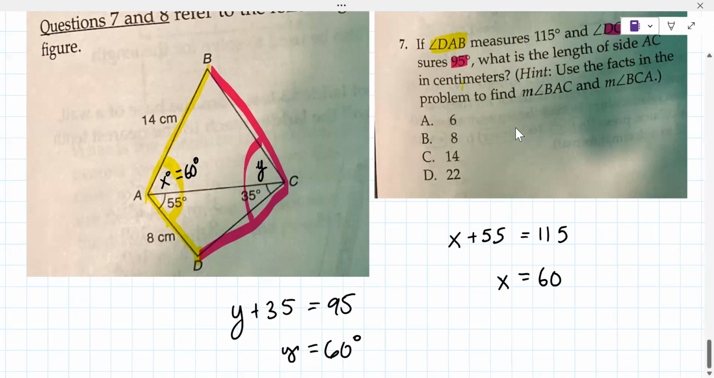All right, now I don't even know what it's asking yet, but we could, for example, find angle B now, because we know that the two angles in the triangle are 60 and 60. So how can we find the third angle? How do we find angle B? The three angles in a triangle must add up to 180.